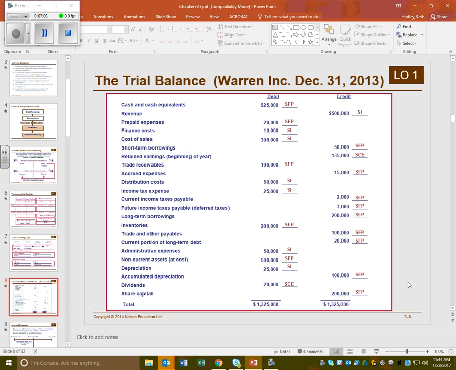But for some reason, the textbook, especially in this trial balance for Warren Inc., December 31st, 2013, they have all of the accounts mixed up. It makes it very confusing. And again, it's not always like this. If you're printing a trial balance off from an actual computerized system, it's going to come off in the order of how the accounts are numbered. Okay, so don't let this confuse you.